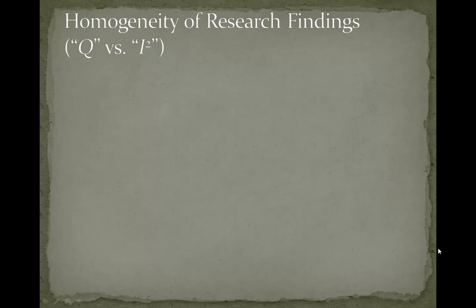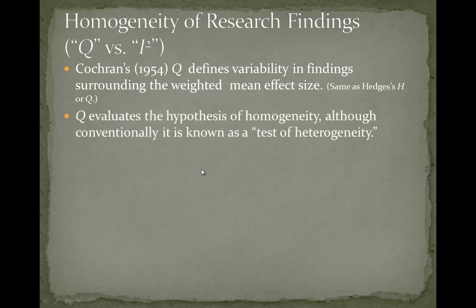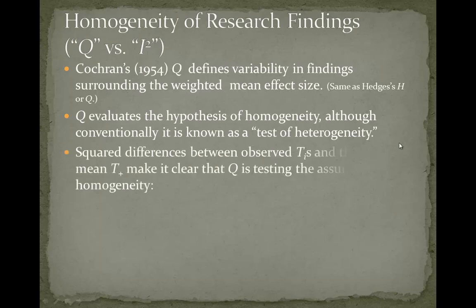Okay, well, there's a recent development. We have a new way to represent homogeneity of research findings. So a little history for you. Cochran's Q, defined way back in 1954 in a very odd way and not easy to find if you go look at it. But it defines variability in findings surrounding the weighted mean effect size. And it's the same thing as Hedges' H or Hedges' Q. Q evaluates the hypothesis of homogeneity, although conveniently it's become known as a test of heterogeneity.